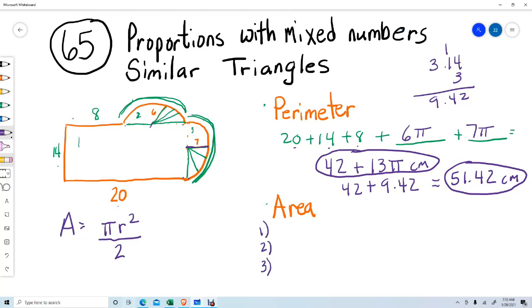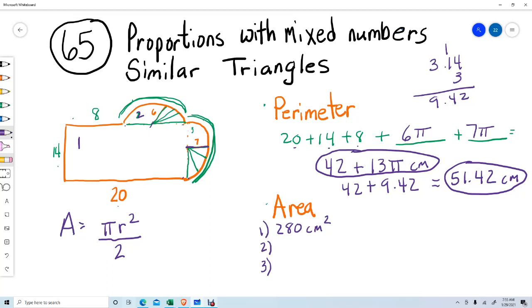First, I have my area 1. That would be 14 times 20. I'm going to do this quickly in my head. 14 times 2 is 28. I'll add my 0. That's 280 centimeters squared. Area number 2 is my first semicircle there.